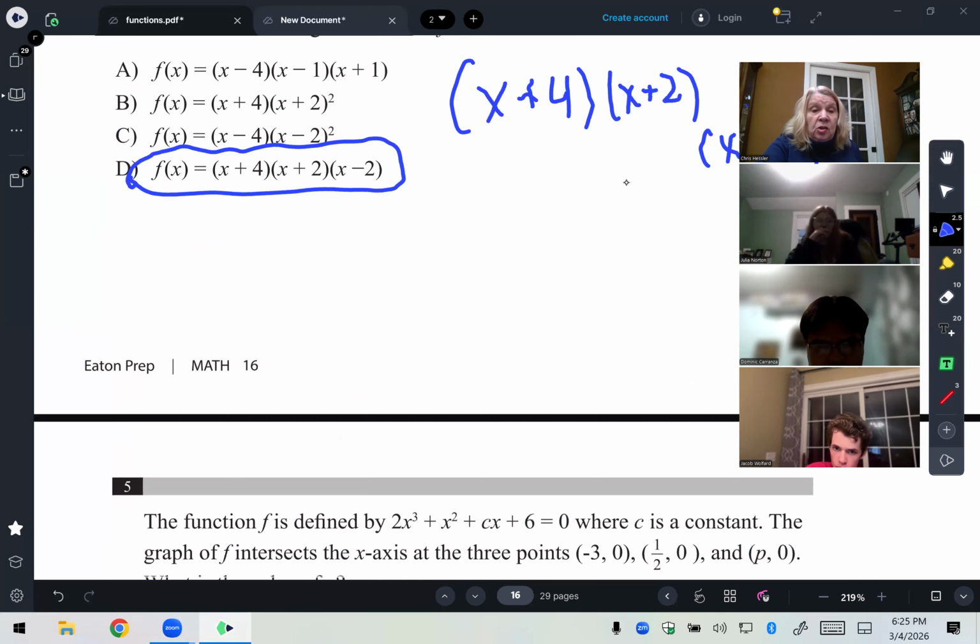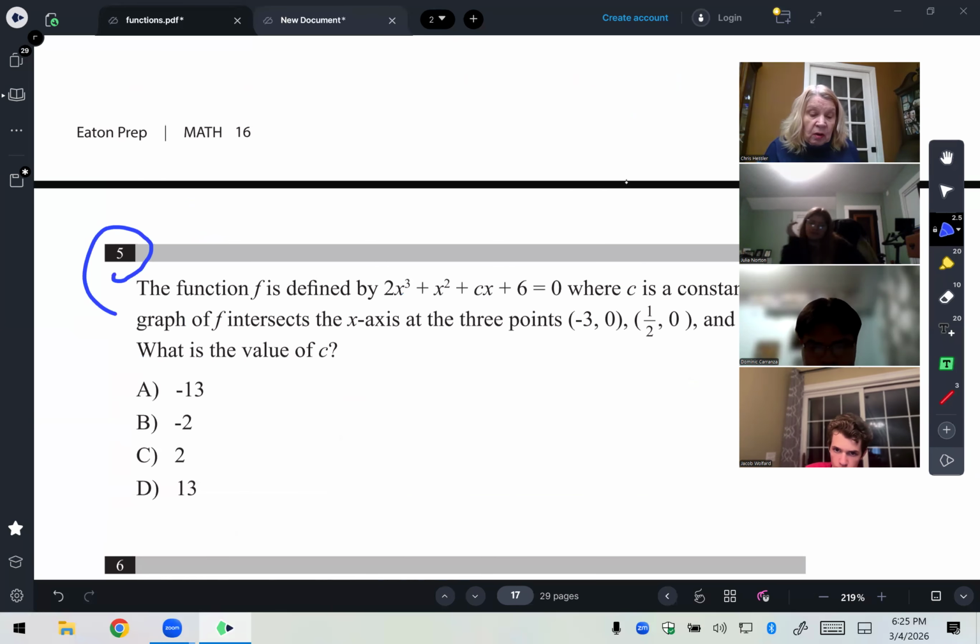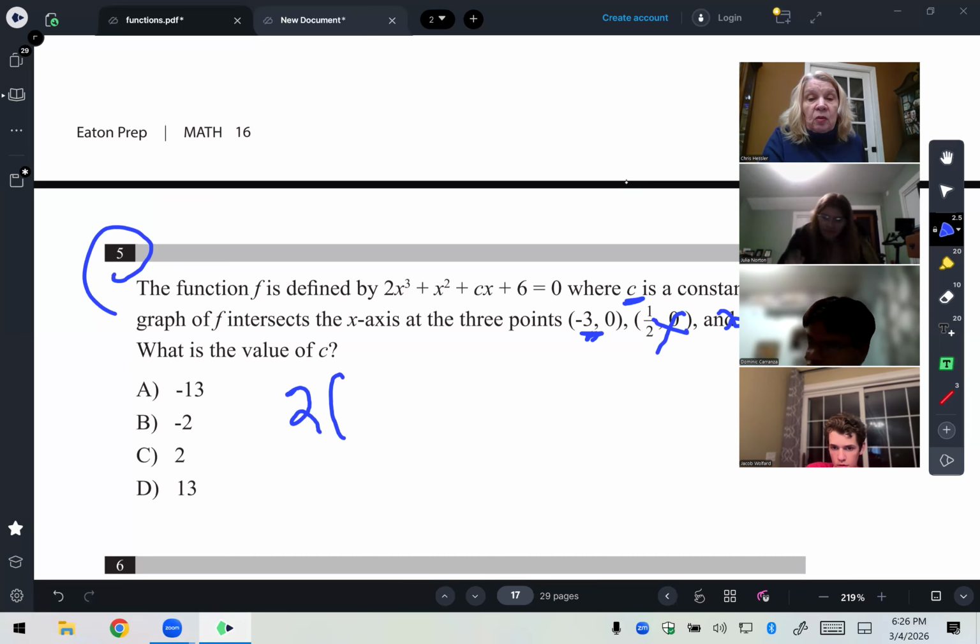Okay, the next page, number 5. We've already done 17 pages. Wow. In an hour. The function f is defined by 2x cubed plus x squared plus cx plus 6 is 0, where c is a constant. So let's not do a fraction or a variable. Let's put -3 in for x and see what comes out as c. So if we put a -3 in here, and you can try to beat me to the answer.